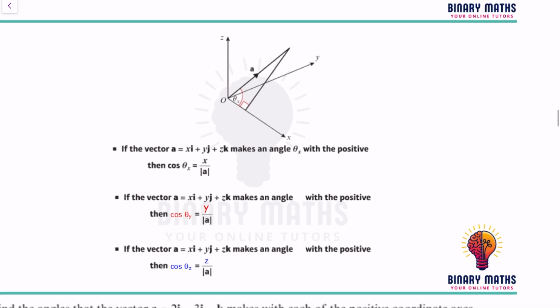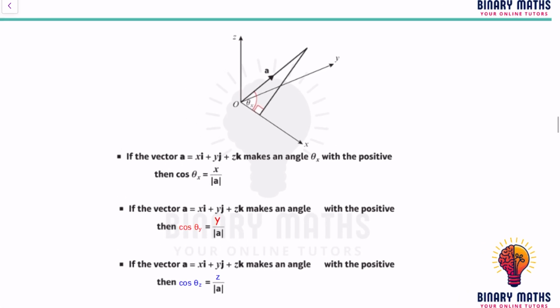Okay, the next thing you need to know is, for a 3D vector, the angle it makes with the positive x-axis, the positive y-axis, and the positive z-axis. If you look at the first one, if vector A is equal to xi plus yj plus zk, we're looking for the angle it makes with the positive x-axis. We do know the magnitude of A, and we also know the x. So we have the adjacent and hypotenuse of a right-angled triangle.